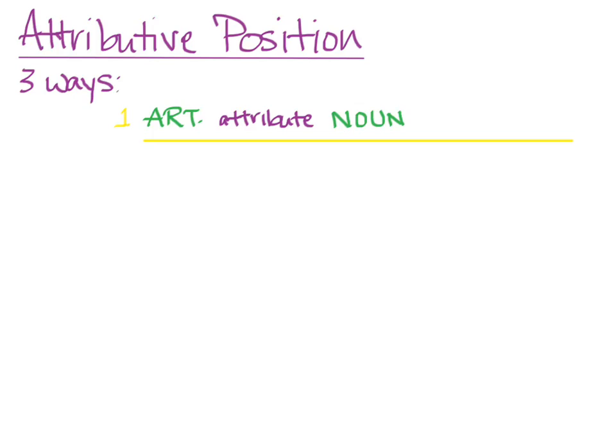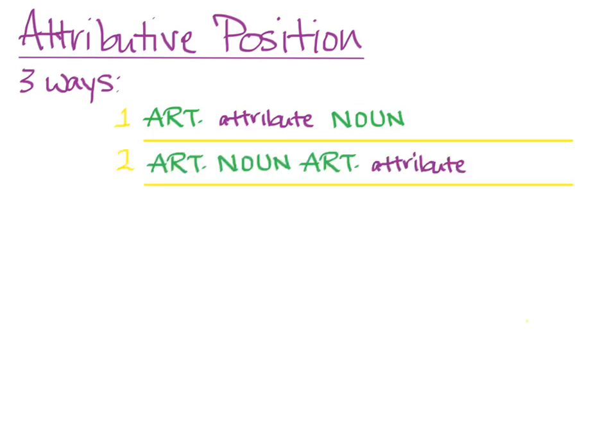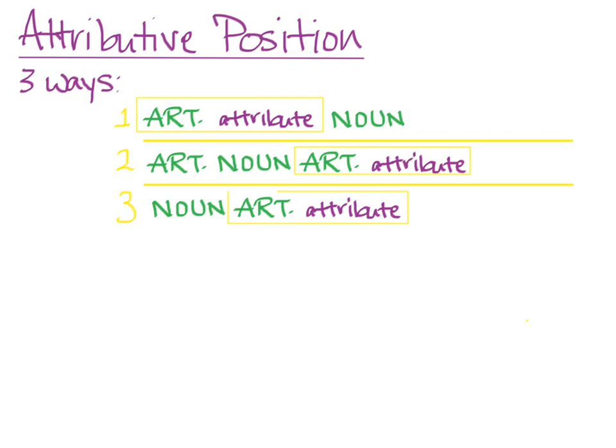So again, Greek does attributive position in 3 ways. Number 1 is the sandwich way, article, attribute, and then noun. Number 2 is the tack-on way, article, noun, article, and then attribute. And number 3 is a little bit more afterthought, noun, article, attribute. Notice that in all 3, the article appears right before the attribute.